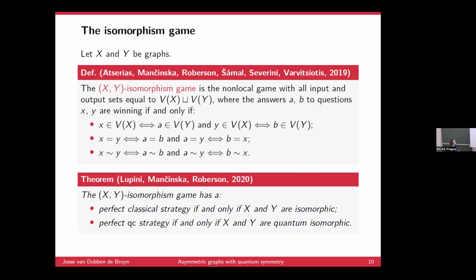And then Lupini, Mančinska, and Roberson showed that this characterizes both classical isomorphism and quantum isomorphism in the sense that I defined before with the quantum permutation matrices. So there's a perfect classical strategy if and only if the graphs are actually isomorphic, and there's a perfect quantum commuting strategy if and only if the graphs are quantum isomorphic.